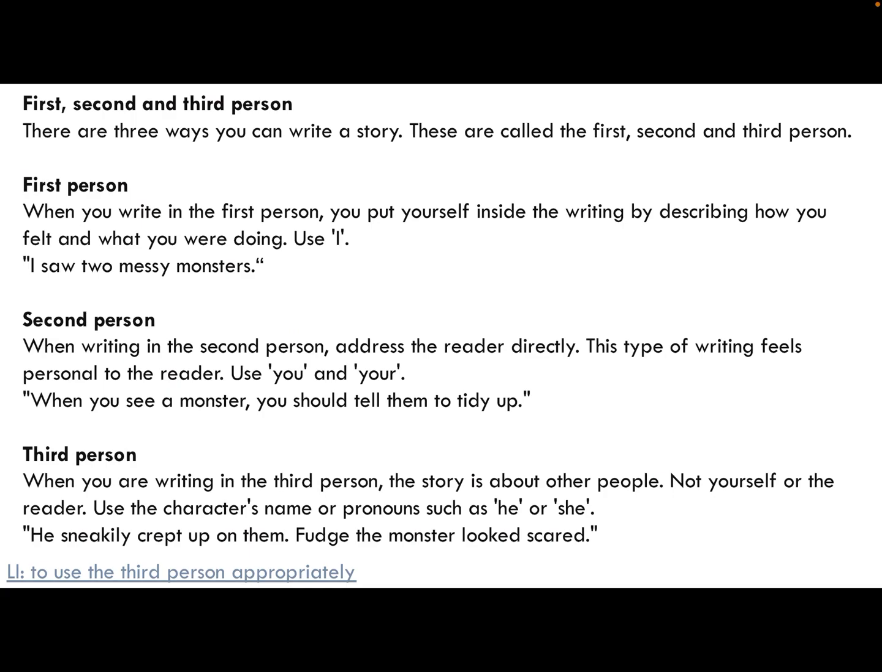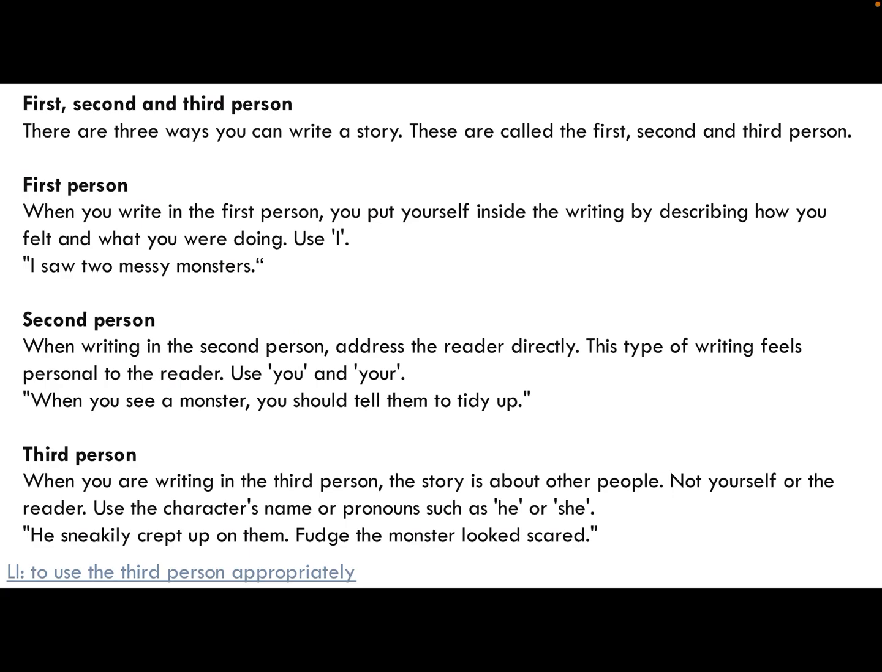When you write in first person, you put yourself in the story by describing how you felt and what you were doing. You use the personal pronoun I with a capital letter. I saw two messy monsters. That is you. When writing in the second person, you address the reader directly. This type of writing feels personal to the reader. You use you and your.